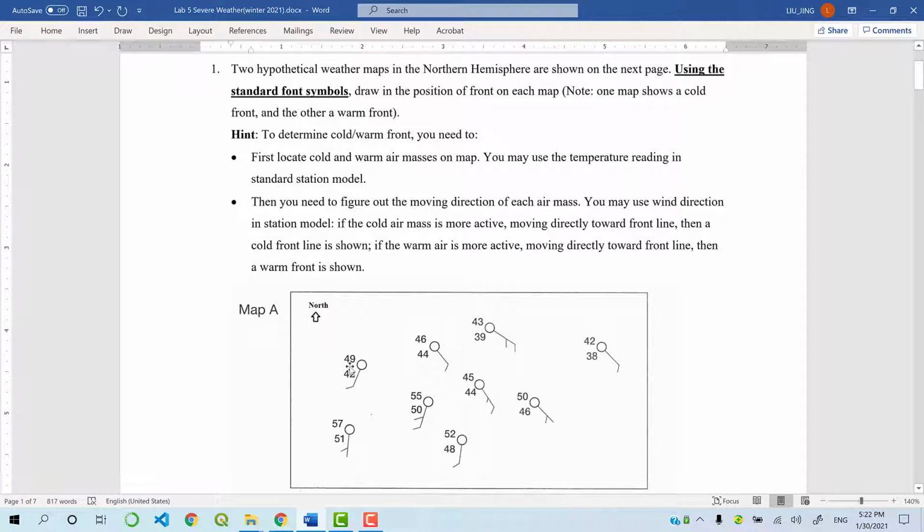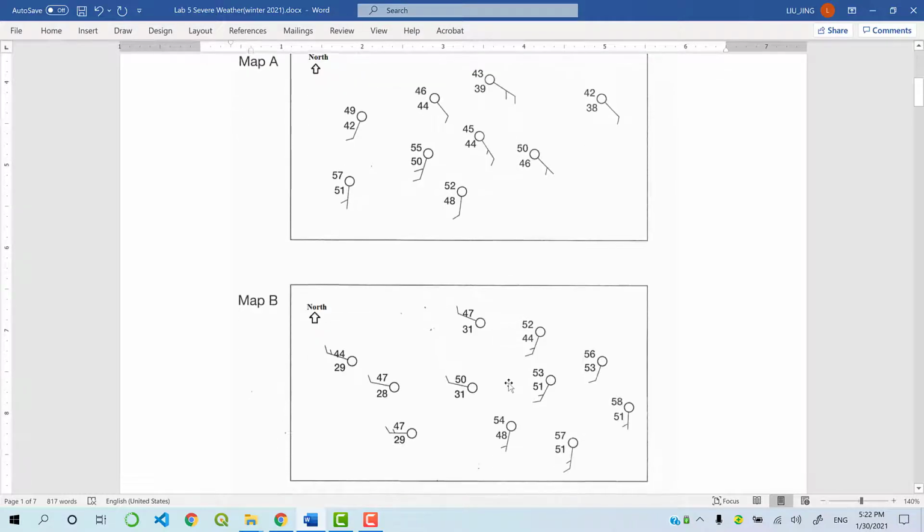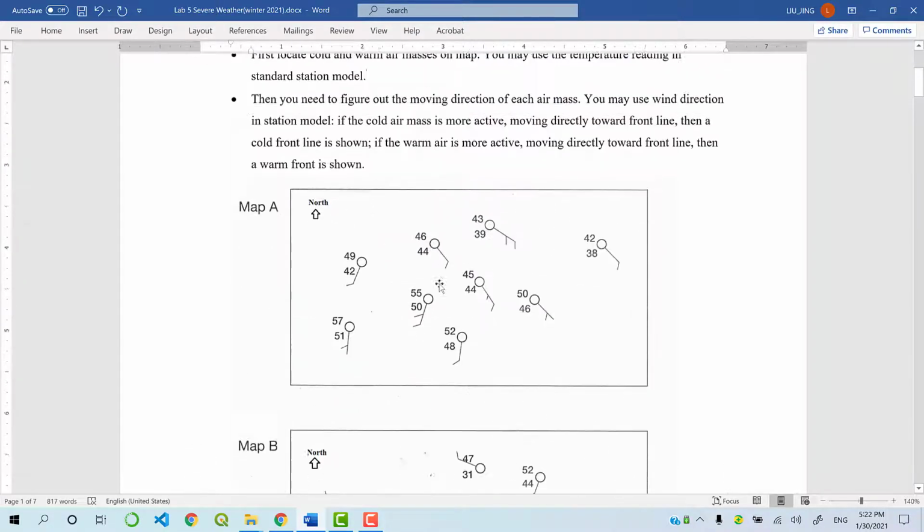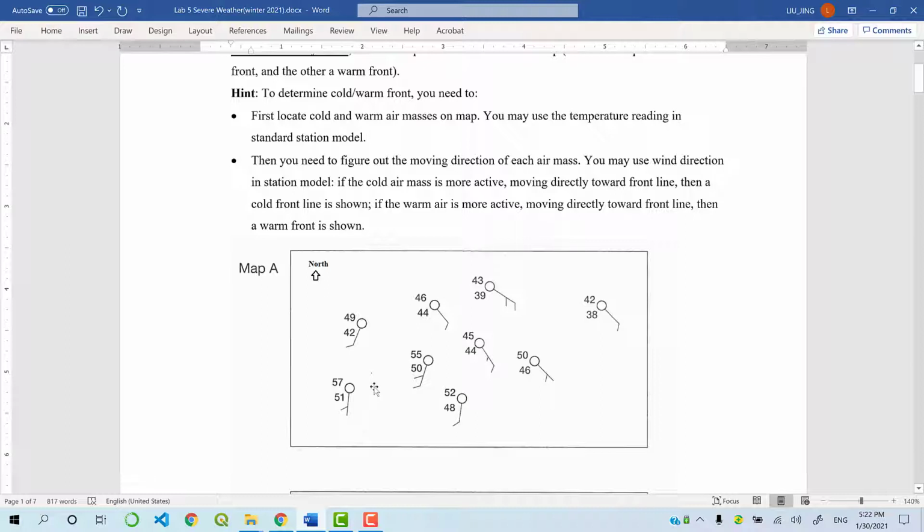Based on the definition of an air mass, they move together. In other words, the wind in one air mass should move in the same direction. That is the key to figuring out this question: in one air mass, you only have one direction. That is a hint to you. Same thing here. Once you figure out where the warm air mass and the cold air mass are, you just draw the boundary. The boundary will be the front.